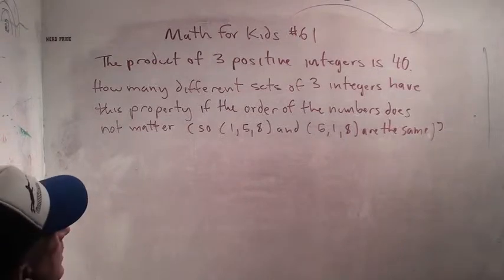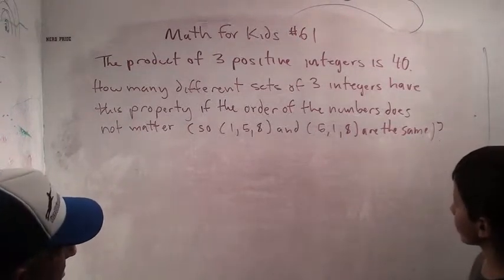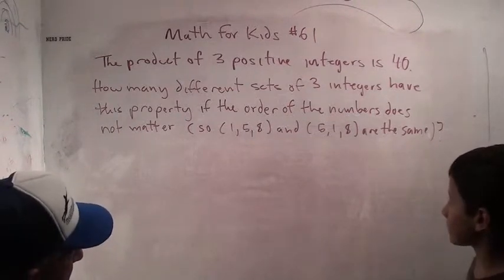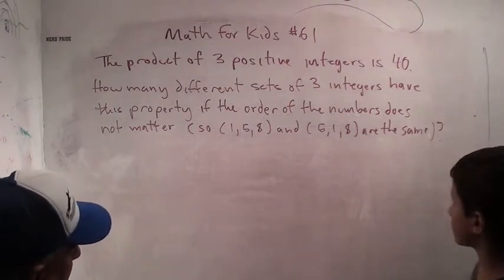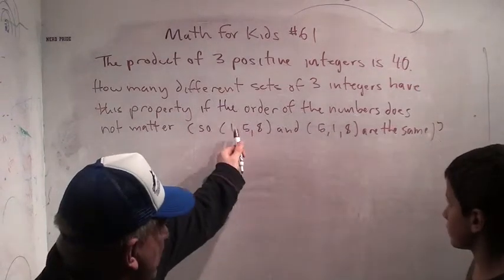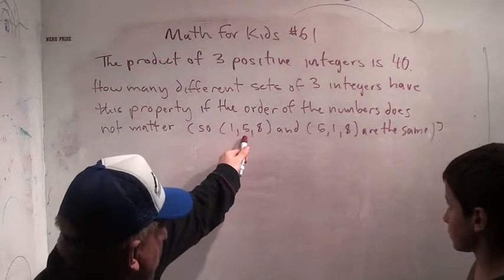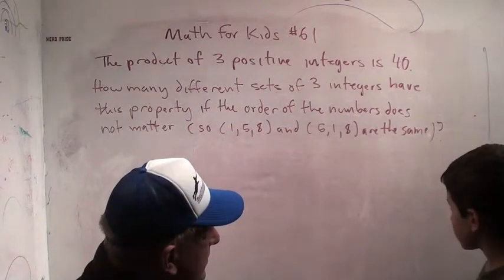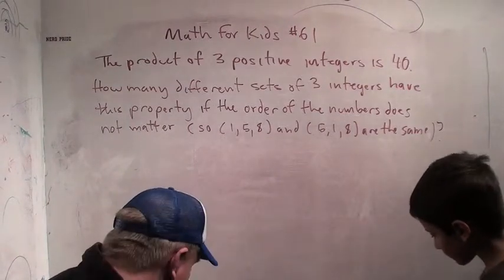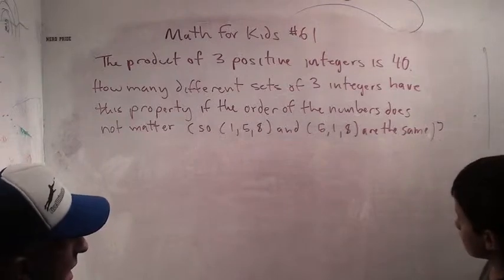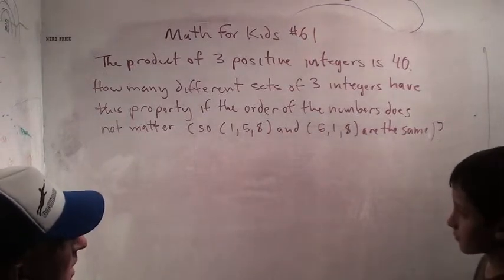Alright, the product of three positive integers is 40. How many different sets of three integers have this property if the order of the numbers doesn't matter? So 1, 5, and 8, which multiplies to be 40. 1 times 5 is 5, 5 times 8 is 40. That is the same as 5, 1, 8. So this is an interesting thing that we haven't really talked about before: how do you count?